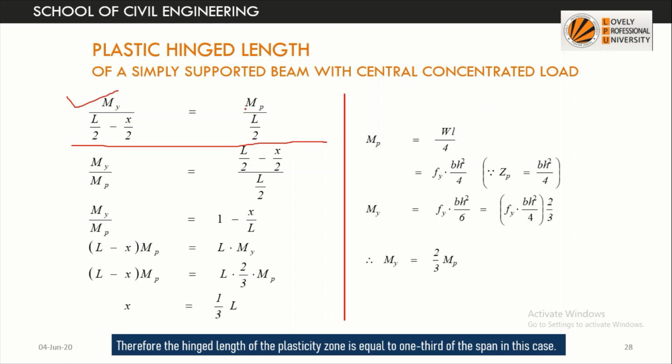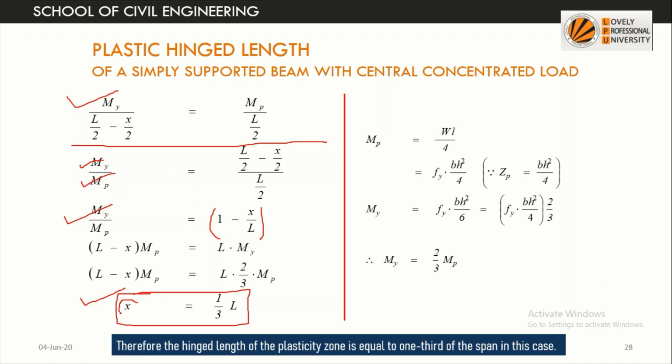Now from here we will cross multiply. So we will get My by MP is equal to this term, the entire term goes there: (L minus X) by 2 divided by L by 2. So 2 will cancel out, and we get My by MP is equal to 1 minus X by L. So again we'll cross multiply, and when we solve, we'll get this value. So this is a small derivation, but it is very important.